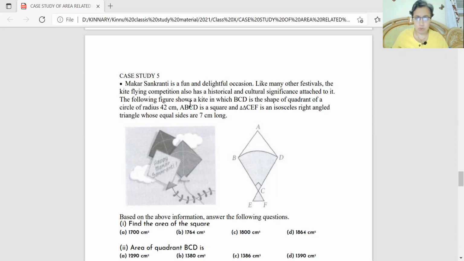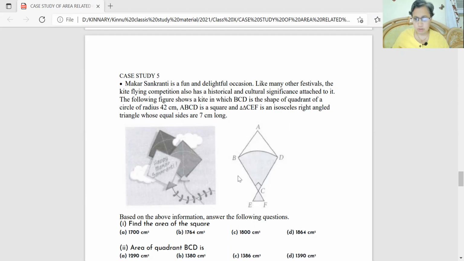The following figure shows a kite in which BCD is the shape of a quadrant of a circle of radius 42 centimeter. ABCD is a square and triangle CEF is an isosceles right triangle whose equal sides are 7 centimeter long. Okay, so here BCD is a quadrant, means 1/4 of a circle, right?